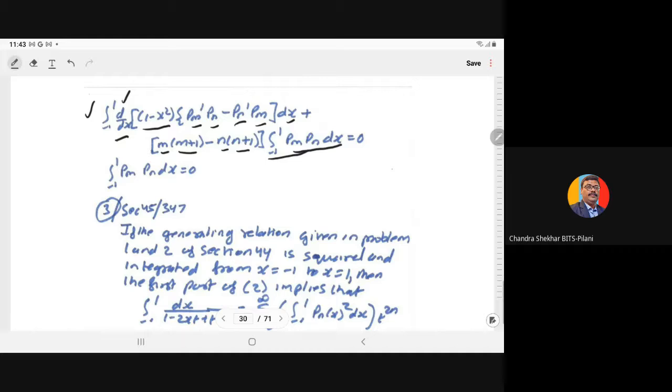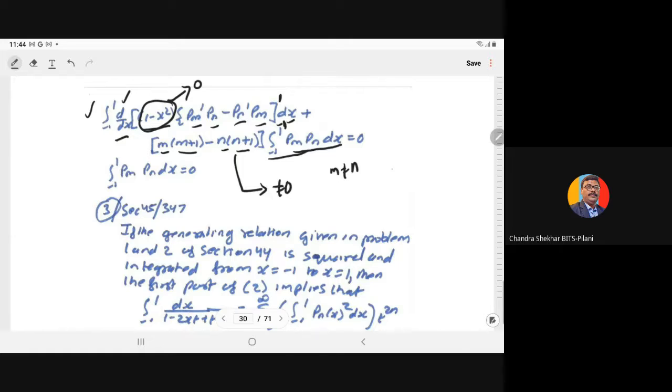So just you put the limit -1 to 1. Due to the expression of 1 minus x square, under both limits it will be 0. So in the integral, we have only m into (m plus 1) minus n into (n plus 1), and it is given to you that m is not equal to n. If m is not equal to n, this expression is not equal to 0.